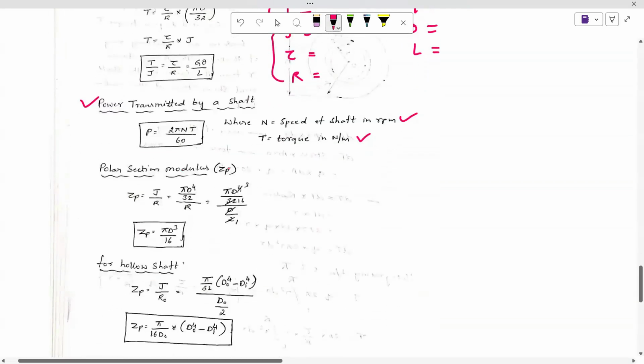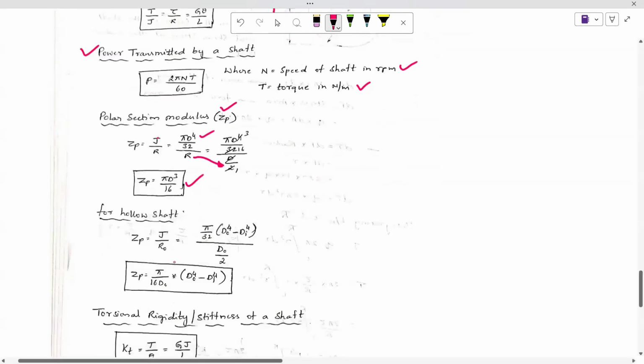Next, polar section modulus, that is nothing but Zp. Zp is equal to J by R. J is the polar moment of inertia, Zp is the polar section modulus. J by R, pi d to the power of 4 divided by 32 divided by R. What is R? R is d by 2. So from this equation, polar section modulus will be pi d cube by 16. Pi d cube by 16.